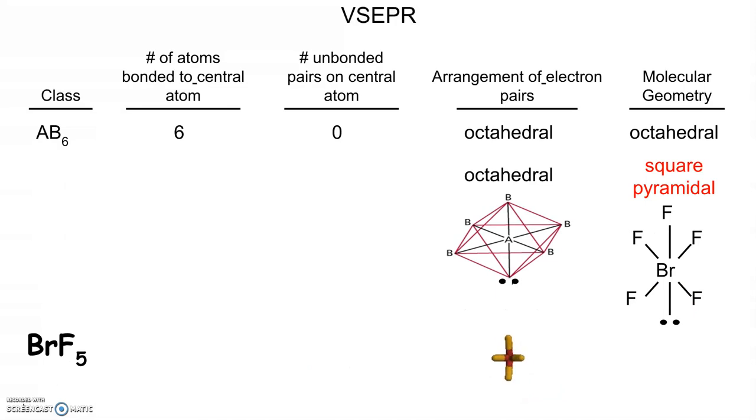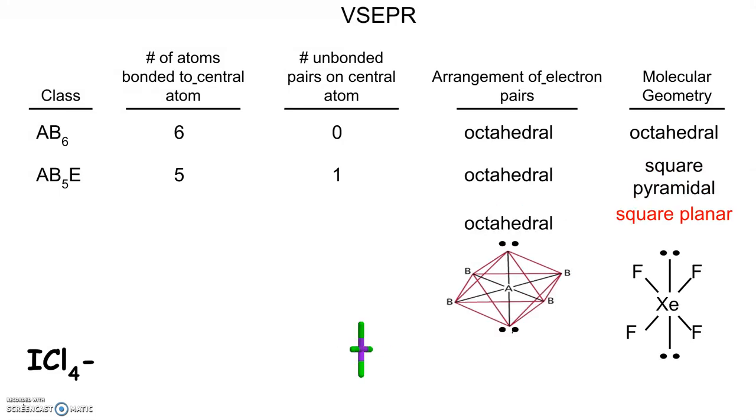One more comparison for now, square pyramidal to an octahedral. A square pyramidal has 5 atoms bonded to the central atom and 1 unshared pair. Notice a square planar, very much similar to a square pyramidal, will have 4 atoms bonded to the central atom and 2 unshared pairs. The example I have listed over to the right is xenon tetrafluoride, and it makes that square planar.